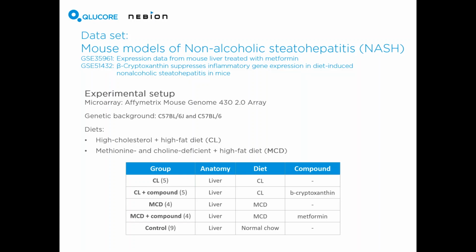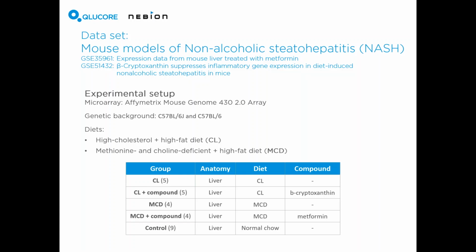Additionally, in both studies, a group of the mice received the special diet together with a compound that is being investigated for the treatment of NASH. For instance, in the MCD diet study, the compound that is being used is called metformin, and this is an anti-diabetic drug for which the effects on inflammation and fibrosis had not been defined yet.